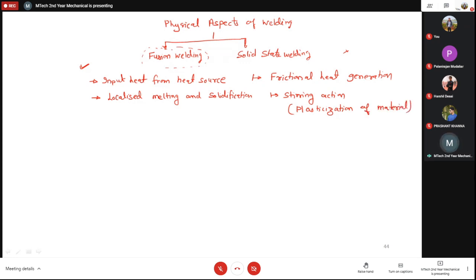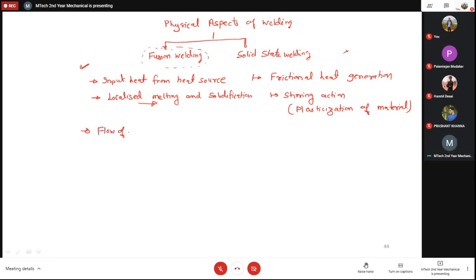Okay, so we are not hitting up to the melting point. Another thing is that since the material reaches the melting point, it will be in the liquid state. Okay, so since the material is in molten state, some flow is possible. So flow of molten material happens.